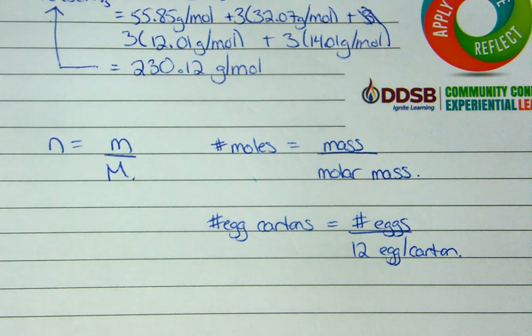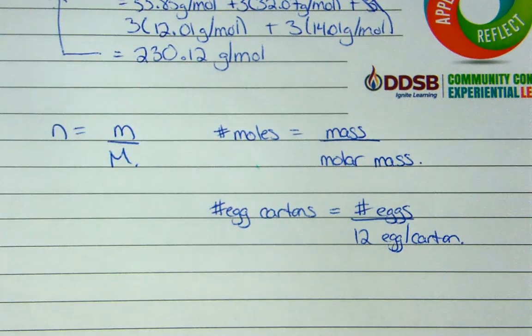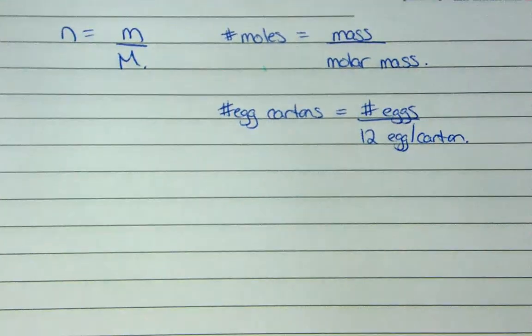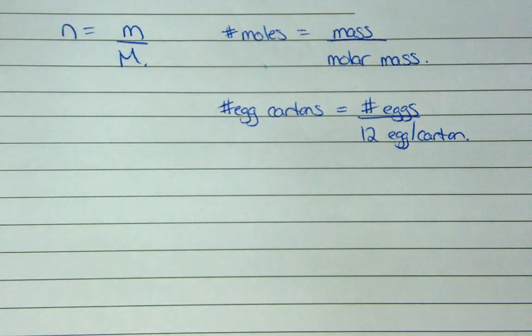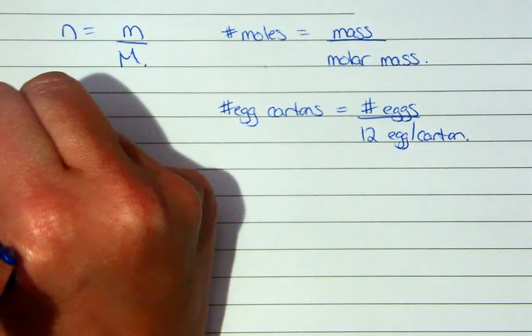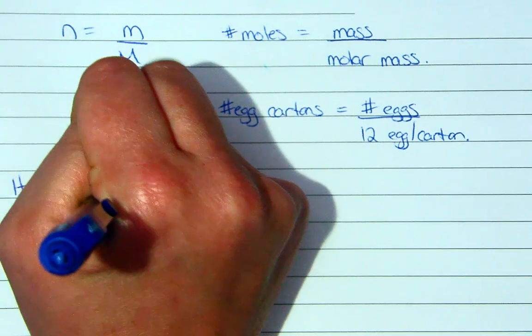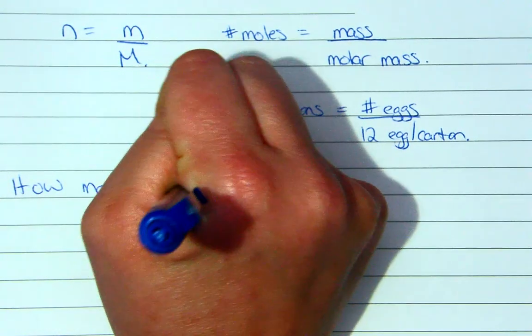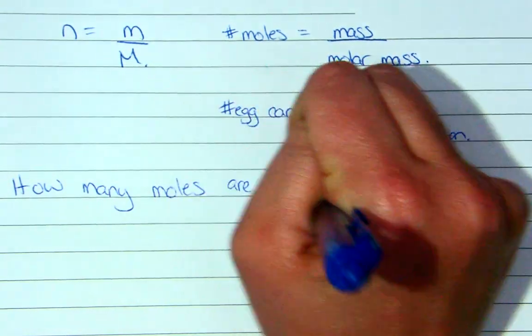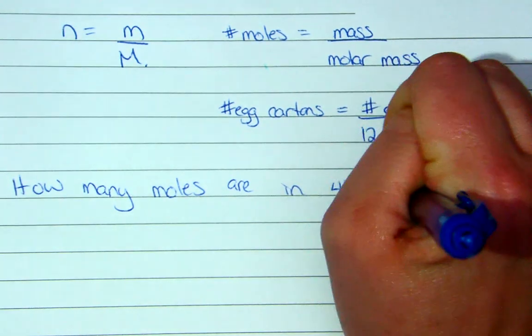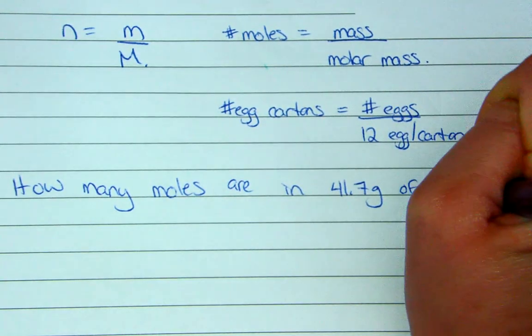It's much nicer to talk about 1.2 moles than it is to talk about 6 point something times 10 to the 23. I didn't do that math in my head fast enough for you guys. All right, so a question I might ask with this would be, how many moles are in 41.7 grams of copper 2 chloride?